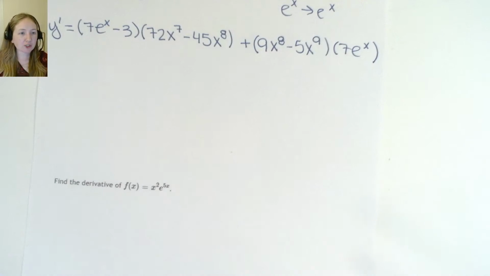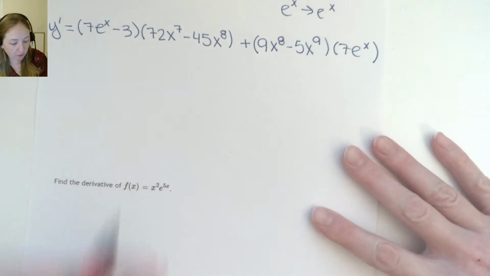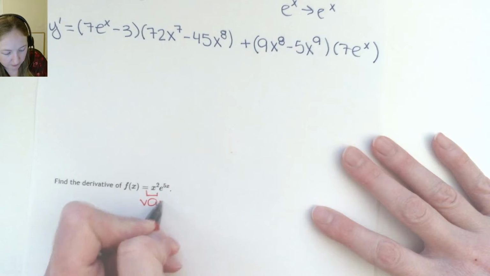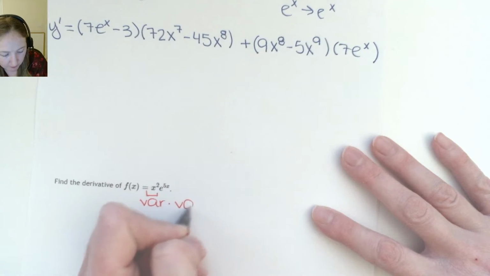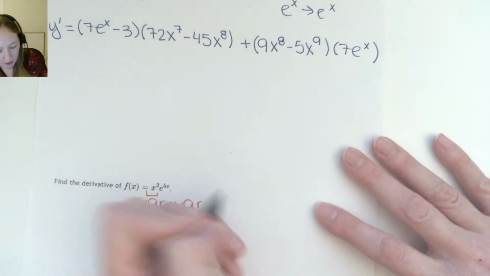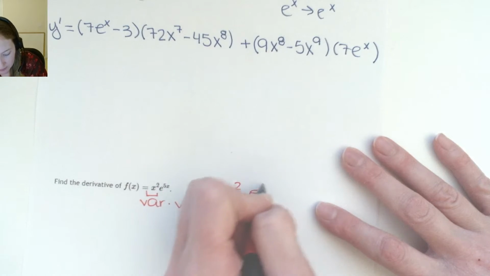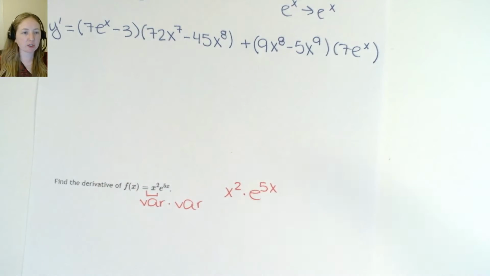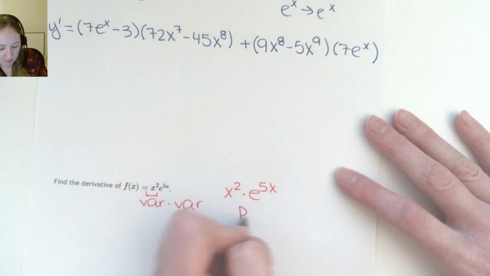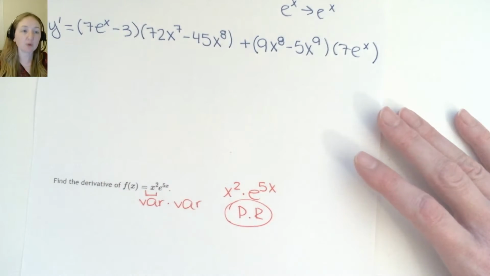All right, so for this question, remember you want to be very careful. You have a variable here of x squared times another variable expression of e to the 5x. Again, this is x squared times e to the 5x. Variable expression times another variable expression means that we need to use the product rule.